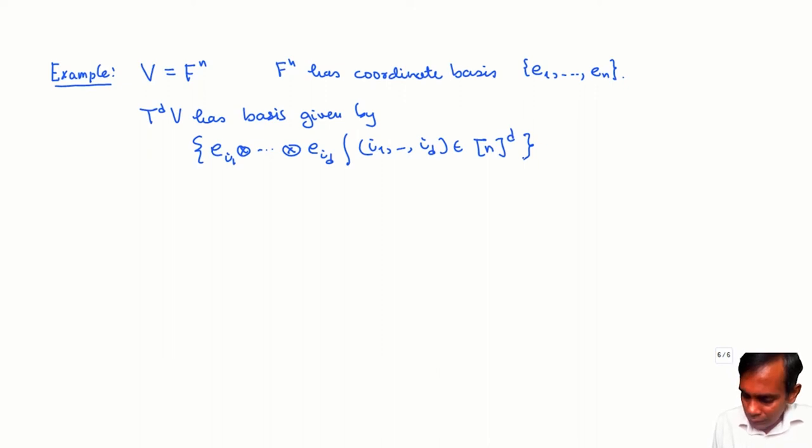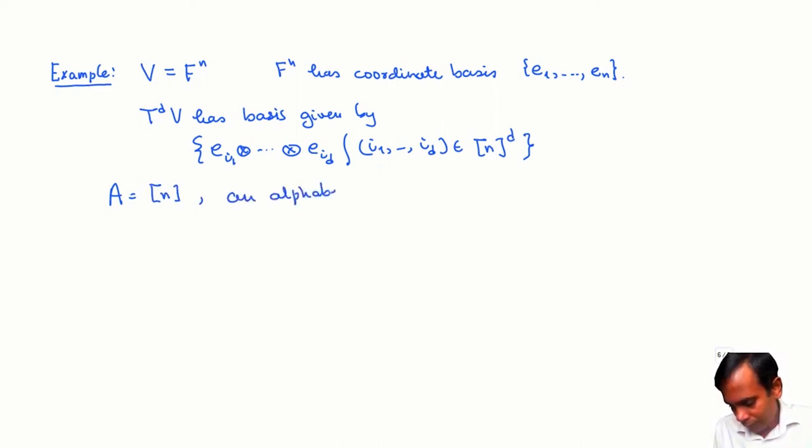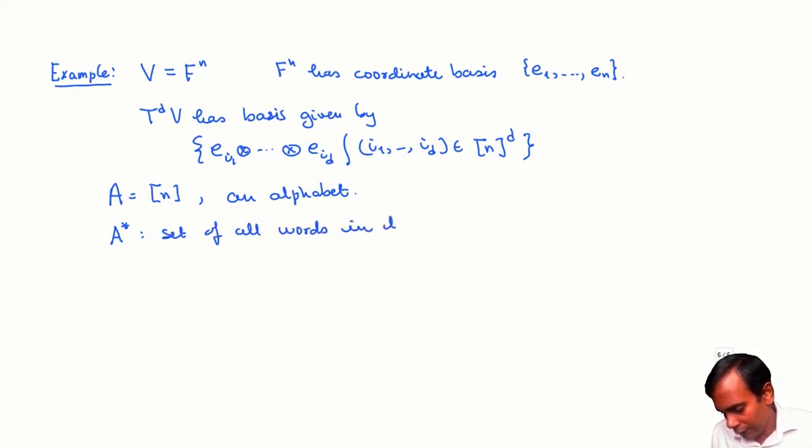Okay, so this basis is in bijection with words. So consider an alphabet A. We'll just regard these letters 1 to n as an alphabet. Like in English, you have 26 letters in the alphabet. Let's take a language where you have n letters in the alphabet. And a word in the alphabet is, let's take the set of all words in the alphabet A.